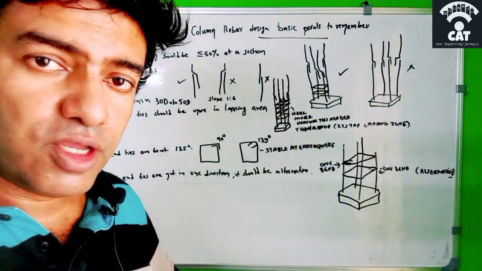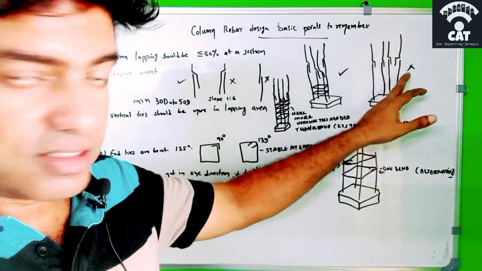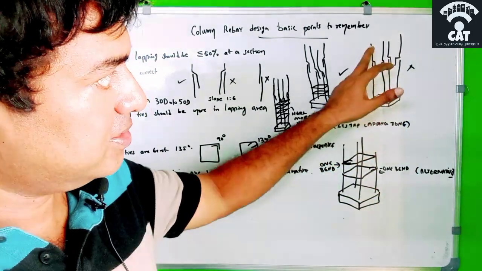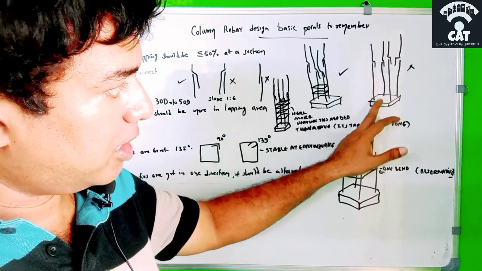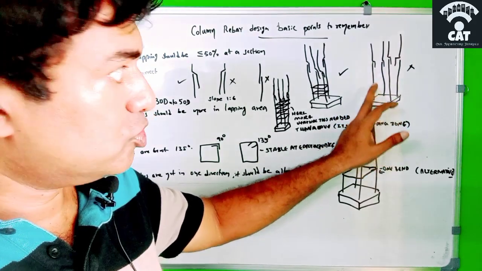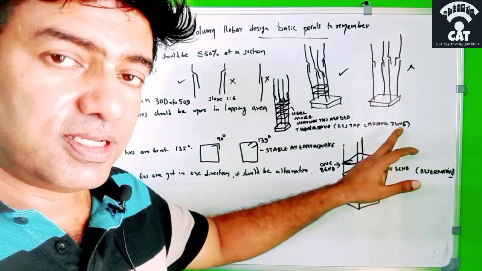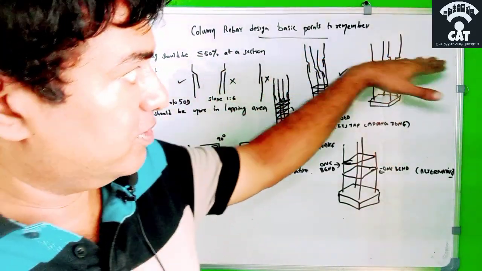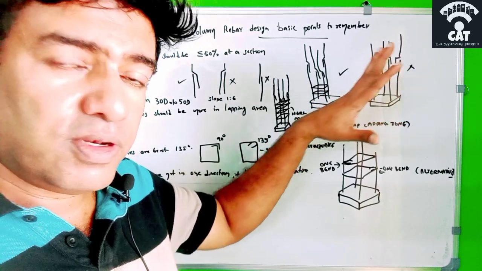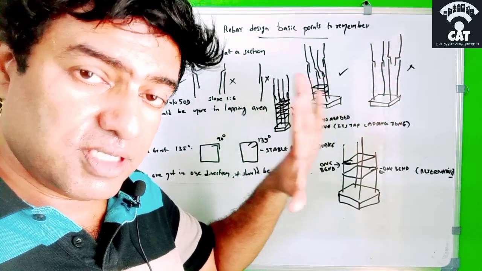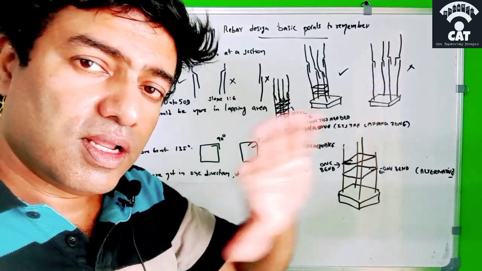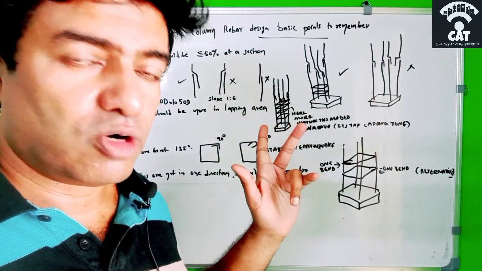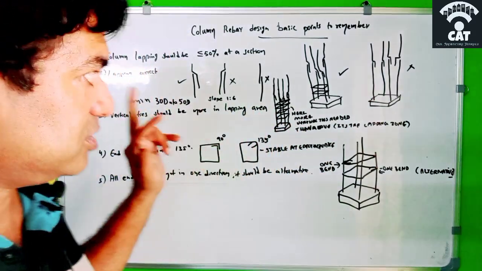So in order to avoid that, we have to give lapping at different lengths. For that, the steel bars coming from the column shoe should be of different lengths. Understand? And the rule is that it should be less than 50% at a section. If you cut the lap, you will get less than or equal to 50% of the total lapping. It should not be more than 50%. So that is the first point.